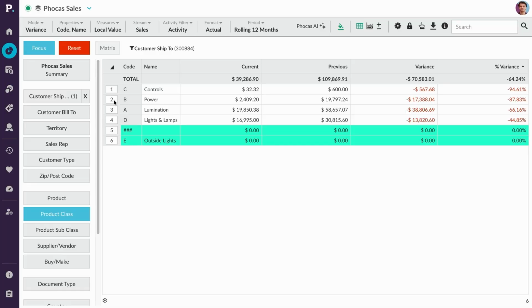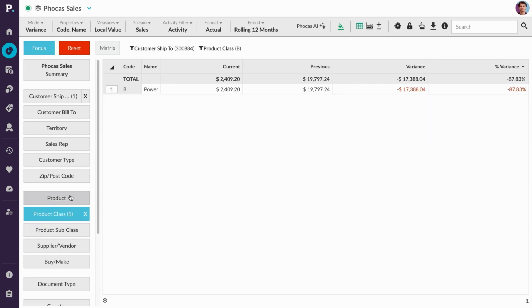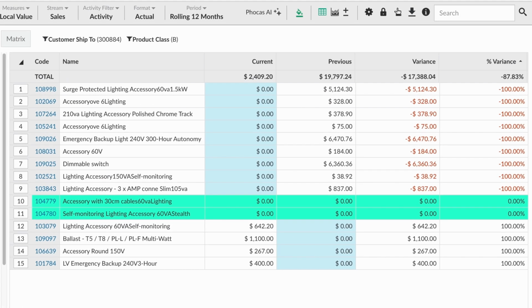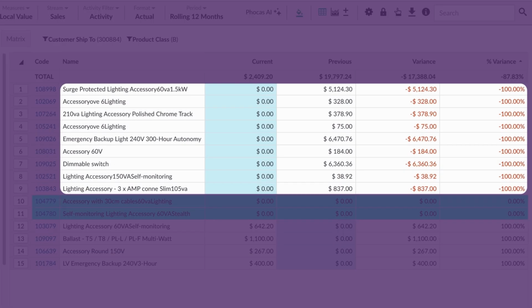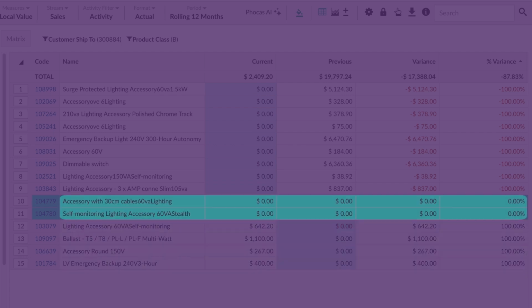The percentage variance is high on power, and we made good money on it last year. So I'm going to drill into the power product class and take a look at what's happening at the SKU level. I can see they've stopped buying many of our power products. Additionally, there are a few they've started purchasing this year that they hadn't before, and 2 products they've never bought from us.